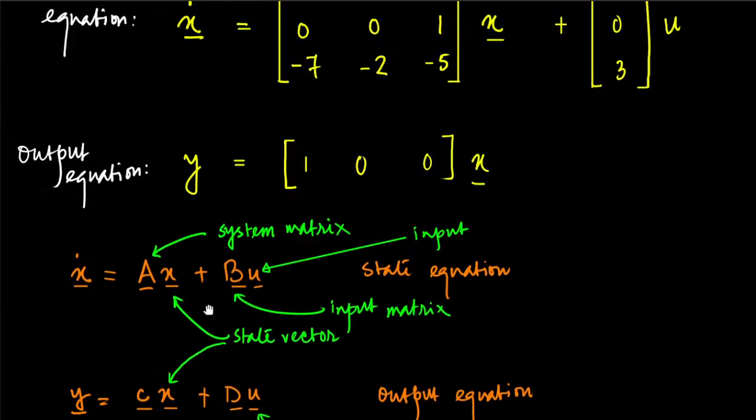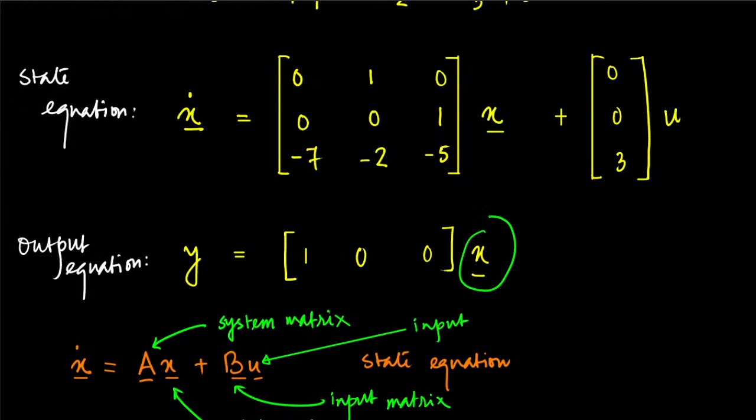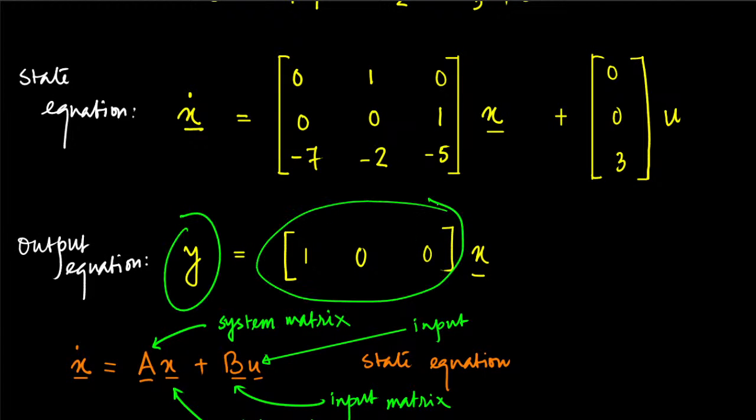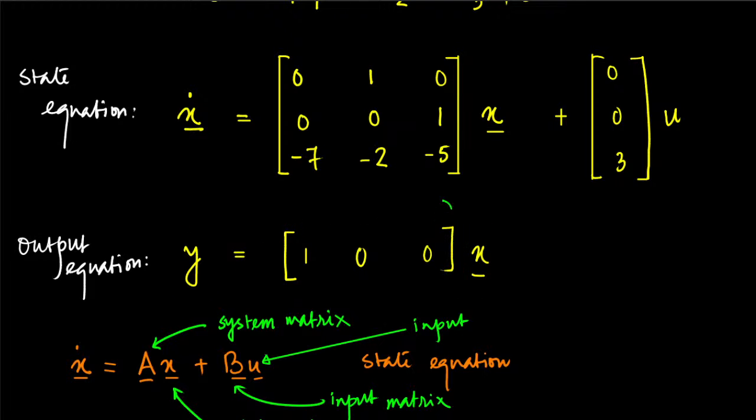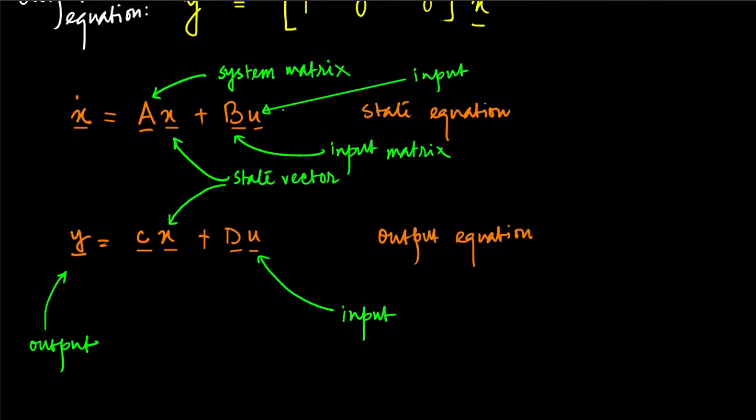Right? C, now what is C? So you see, this is the state vector, okay? And this state vector is now being represented as output through this matrix. So this matrix is known as the output matrix for that reason. This is called the output matrix.